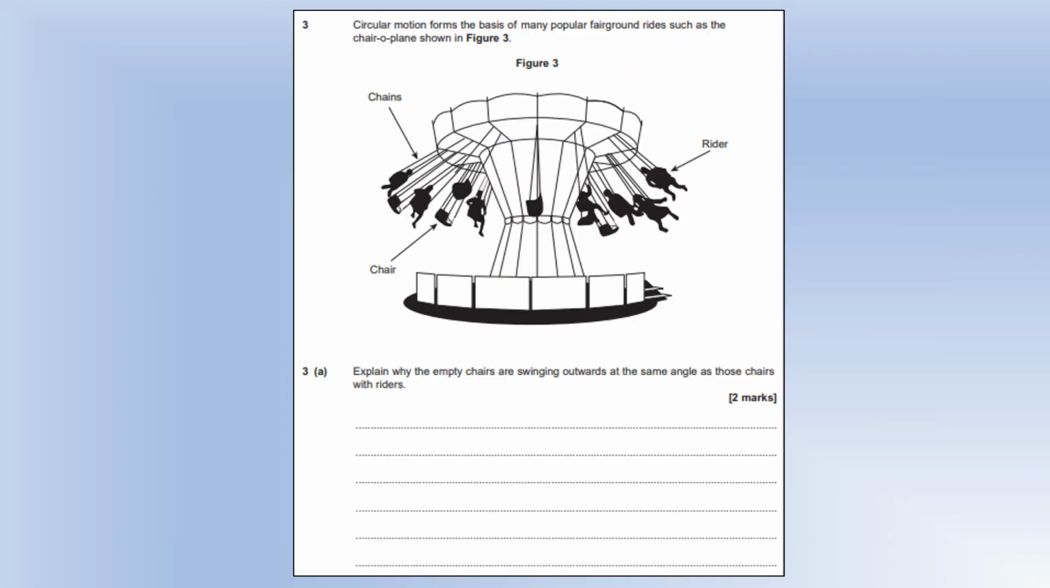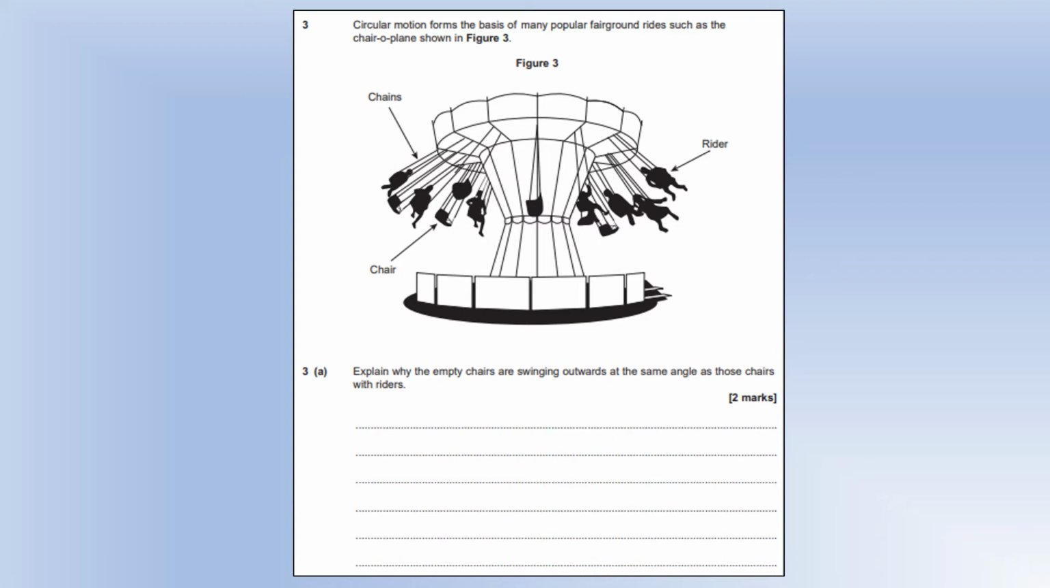Okay, so moving on to some more theory based on what we've just done. We've got a circular motion being used for a fairground ride, and this one's called a chairoplane. So what you can see is we've got some people on this ride, but we've also got some empty chairs. So explain why the empty chairs are swinging outwards at the same angle as the chairs with riders.